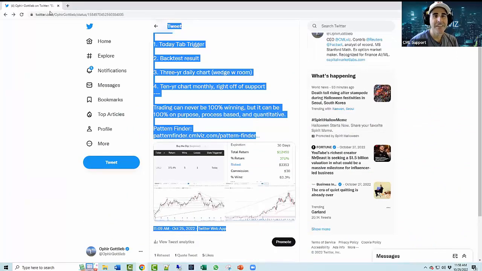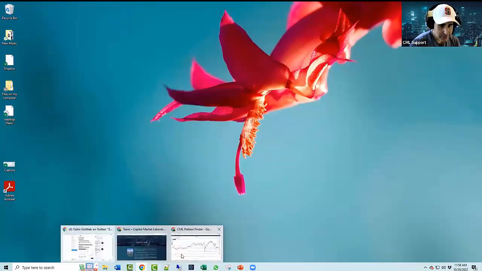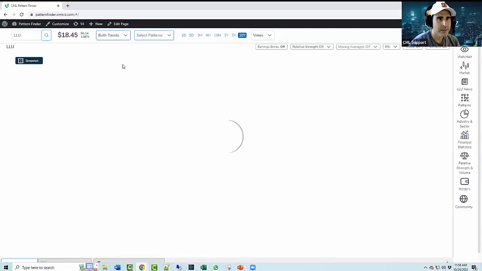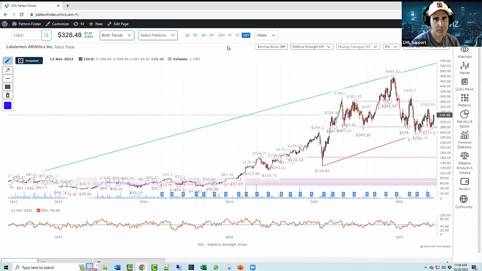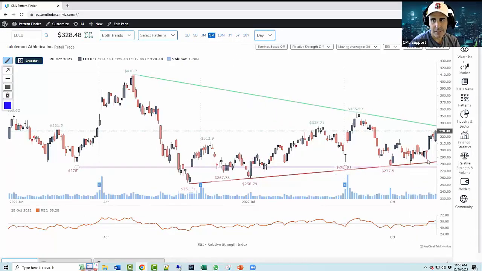Okay. Let's just go into Pattern Finder and see. I don't know. It was 318. Really, it was 319 in fairness. Sorry, it's Lulu. So 4 days ago it was 319. There you go. There's your $10 pop. Let's get in a little closer. It's this giant candle. Oh, that's a weekly. Let's go daily.